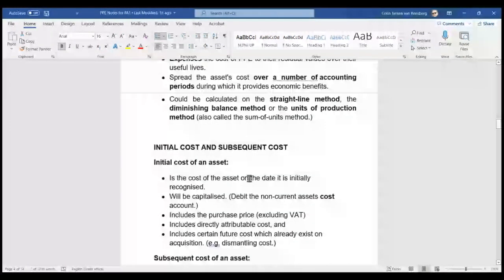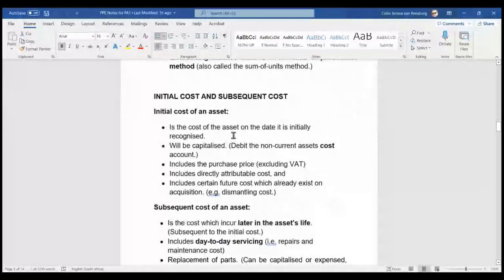Right, ladies and gentlemen, now we are going to start talking about initial costs when we acquire the asset. These are just general thoughts, and later on we're going to make it more formal. So when it comes to the initial cost, in other words, when we buy the asset, how are we initially going to recognize it? Always, if it is regarded as property, plant, and equipment, it should be capitalized.